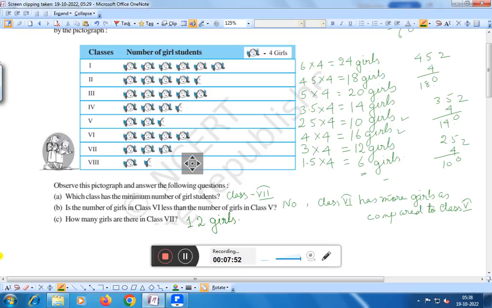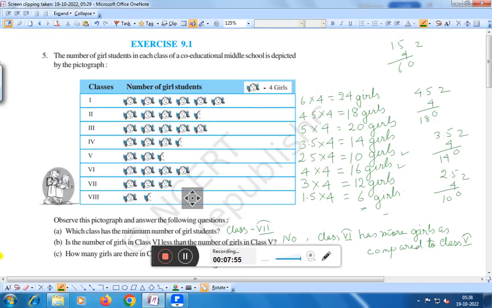Right? This is the solution of question number 5 of exercise 9.1.